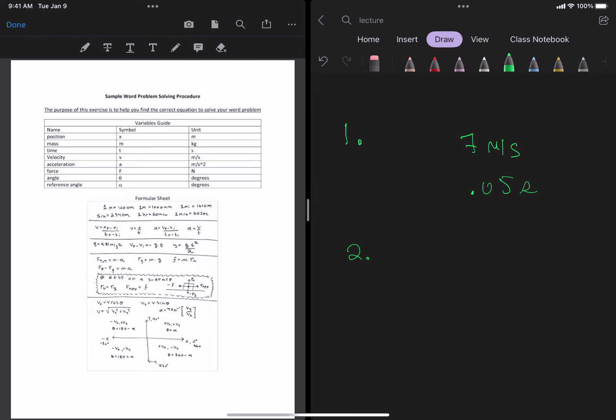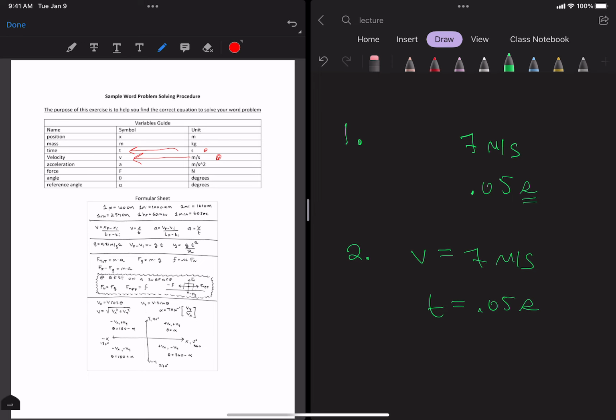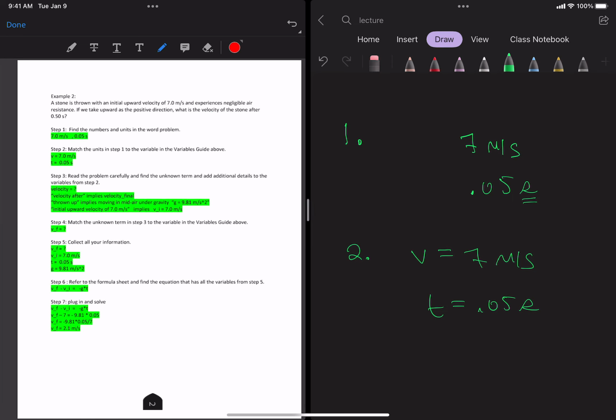Step 2, go back to the variables guide and find the corresponding symbols. For m/s, the corresponding symbol is a V. So we'll write this as V is equal to 7 meters per second. And for s, the corresponding symbol is a T. So we'll write T is equal to 0.05 s. So that's step 2.